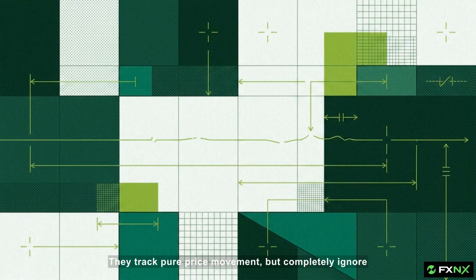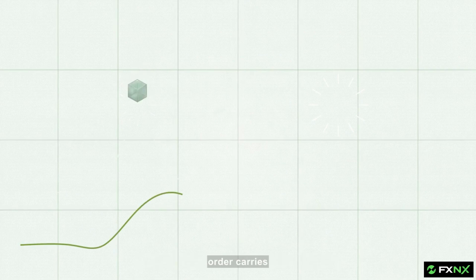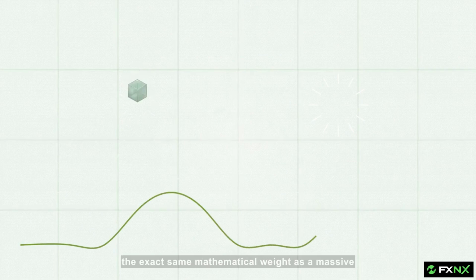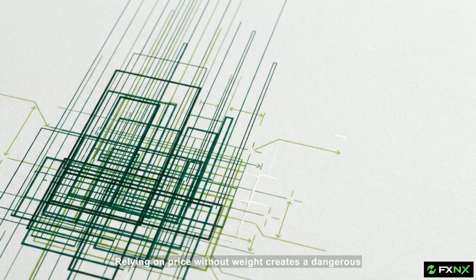They track pure price movement but completely ignore trade volume. To a standard moving average, a tiny retail order carries the exact same mathematical weight as a massive institutional block. Relying on price without weight creates a dangerous vacuum. It leaves retail swing traders highly vulnerable to low-volume market manipulation and false signals.